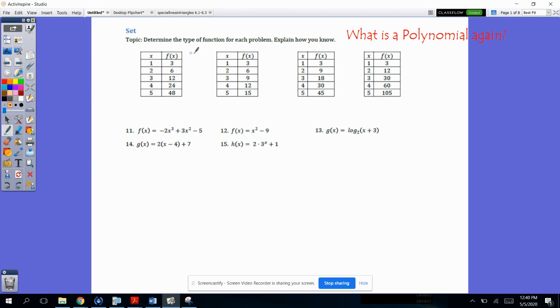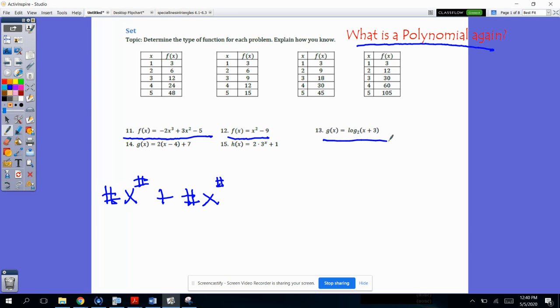Okay, so first thing I want to talk about is types of functions. First of all, what is a polynomial? Remember, polynomials are like a number times x to a number, but that number has to be a natural number, a positive integer, plus or minus a number times x to a smaller number. So like this guy is a polynomial. It follows that pattern, as is this guy.